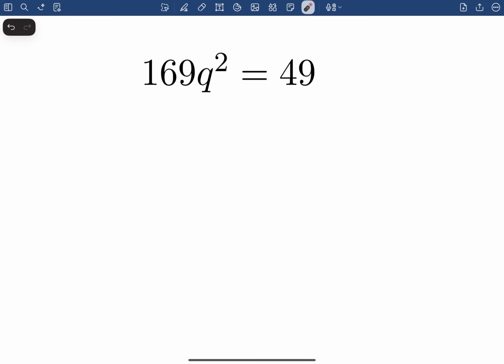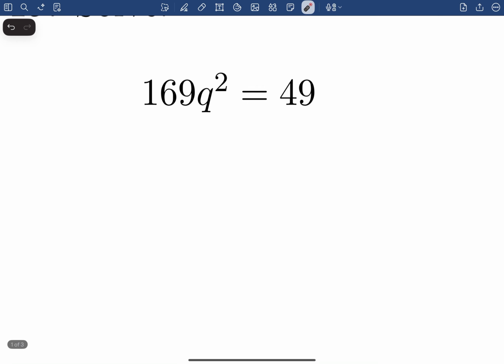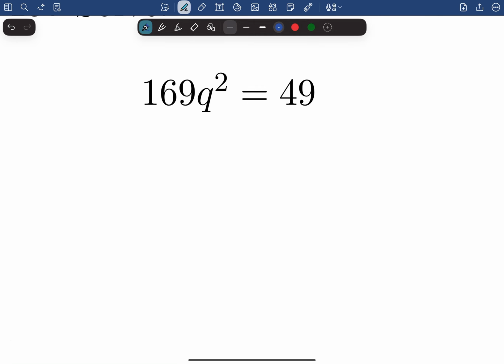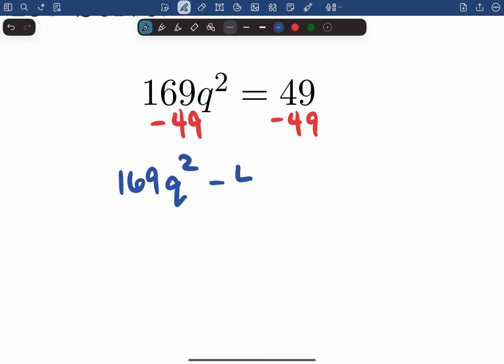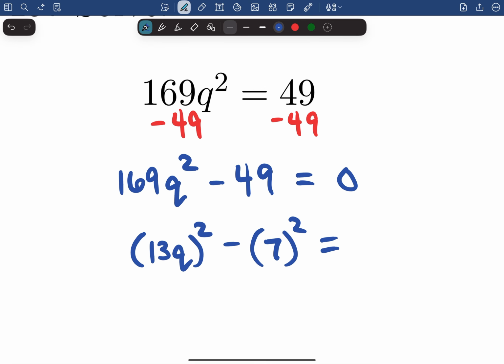It's 169 times q squared equals 49. All right, so I asked myself, is it in standard form? And the answer is no. So I will first subtract 49 from right to left to set this equal to 0. And the result is 169 q squared minus 49 equals 0. And at this point, I look at it and I say, wait, 169 and 49, those are perfect square values. Those are perfect squares. So I could rewrite this as 13q squared minus 7 squared, and that equals 0.